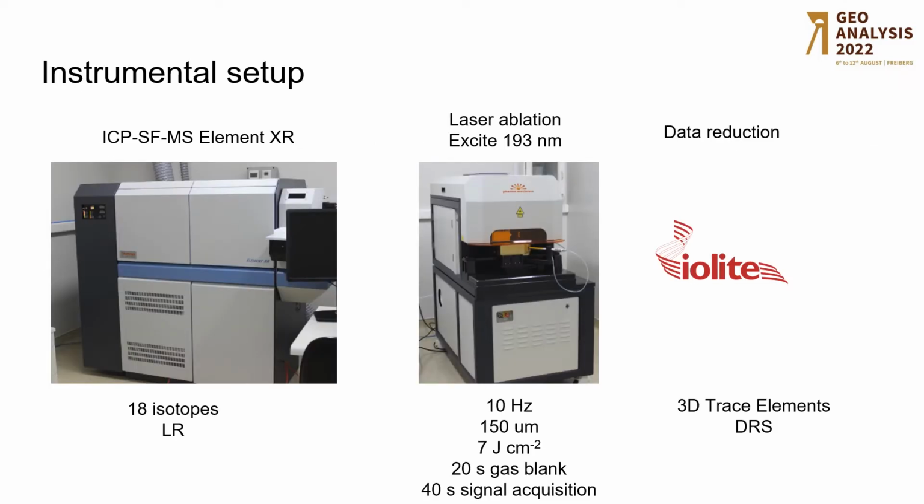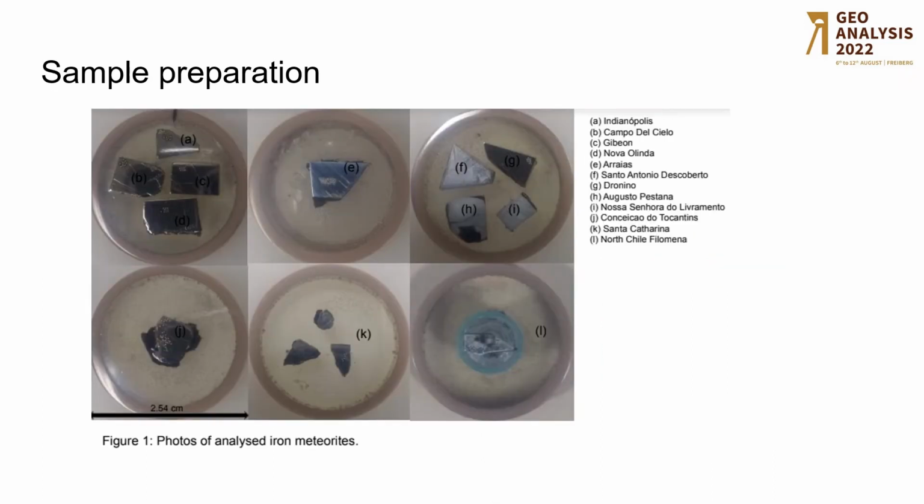Our instrumental setup consisted of ablating the iron meteorites with a laser ablation system model Excite 193 coupled to a sector field ICP-MS Element XR, operating in low-resolution mode for the acquisition of 18 isotopes. All data reduction was performed using Iolite version 4. The sample preparation is very simple. It consists of preparing an iron meteorite slice in epoxy mounts and polishing them. These are the known and new samples used in this work.